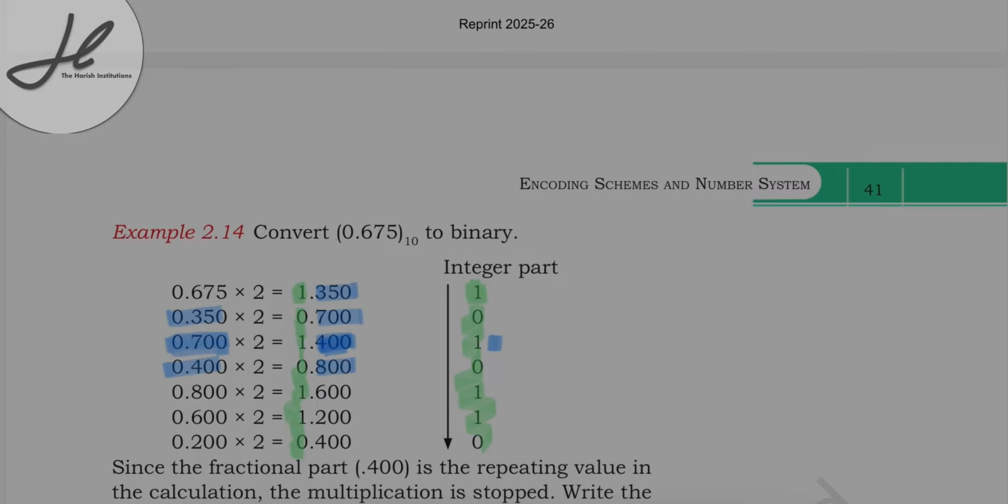400 multiplied by 2, 800, so 0, then 800 multiplied by 2, sorry, 0.800. After decimal, we never groupify them. Okay, so 0.800 multiplied by 2 is 1.600. So 1 will be written in the integer part here and 0.600 will be written here. 0.600 multiplied by 2 is 1.200. So 1 will be written here and 200 will be written here.